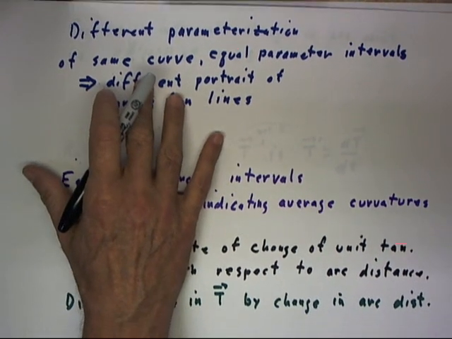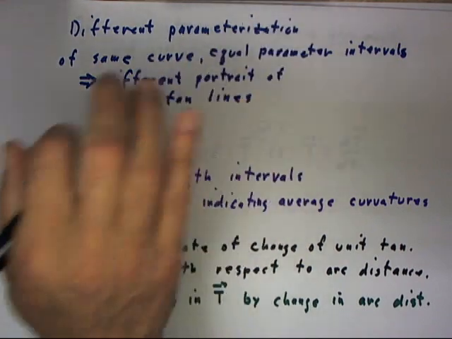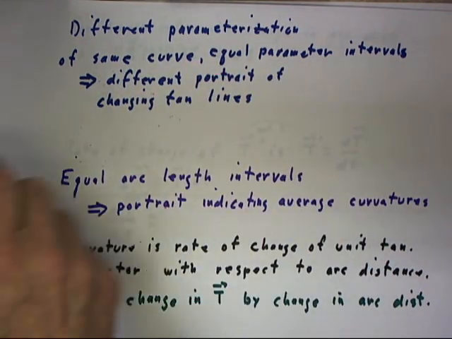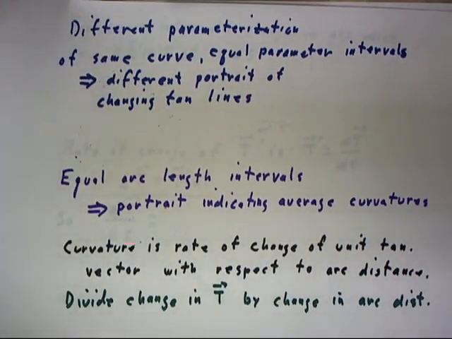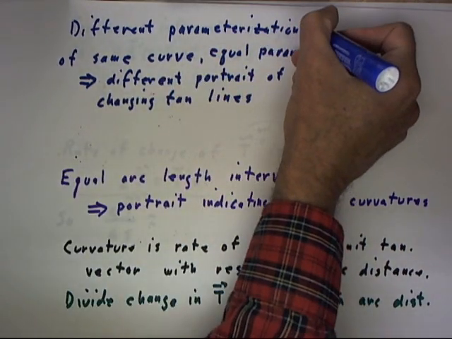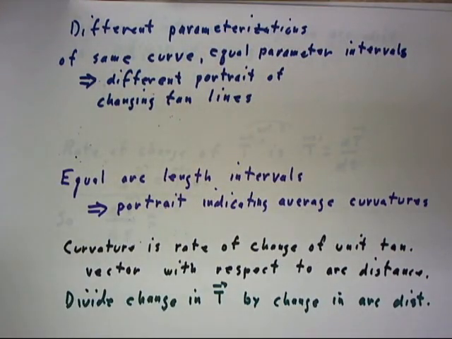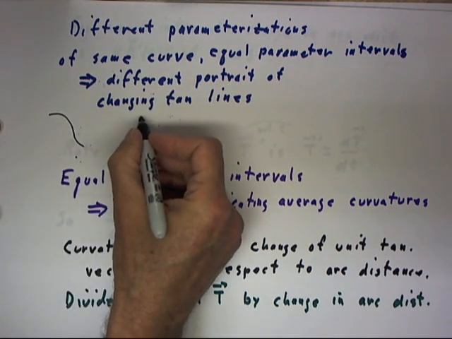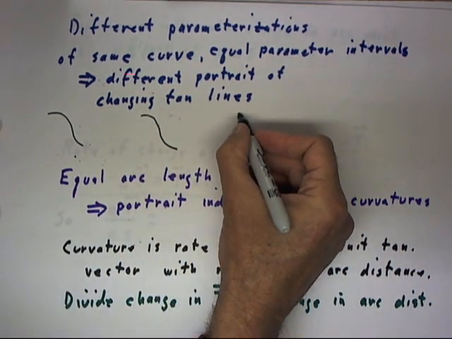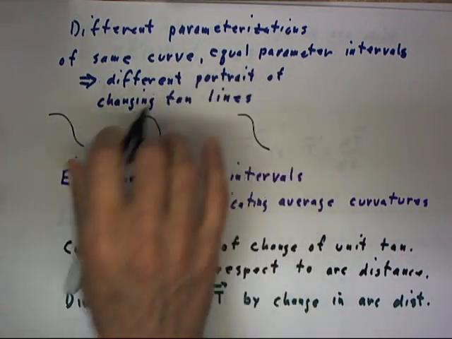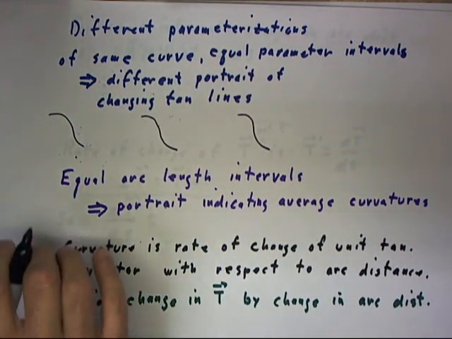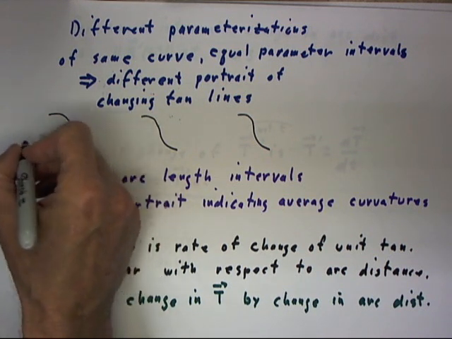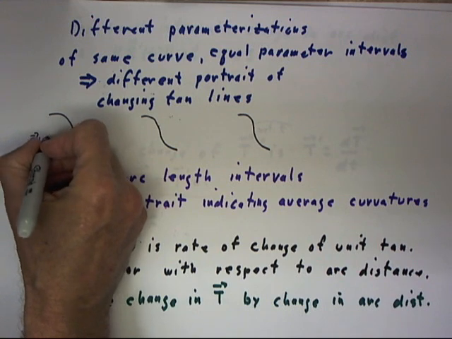Okay, we're going to make a couple of statements. First, different parameterizations of the same curve with equal parameter intervals give us different portraits of our changing tangent lines. So if we have the same curve with three different parameterizations, for example, this curve would be maybe r of t.